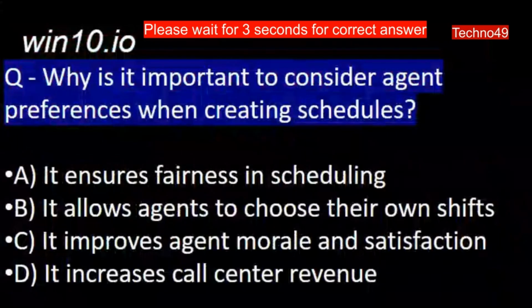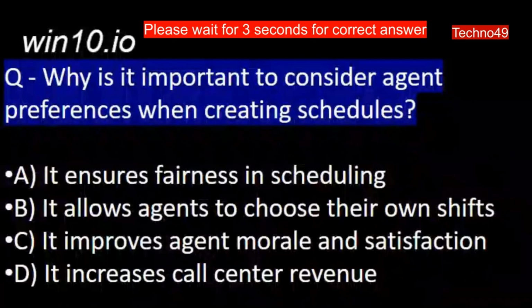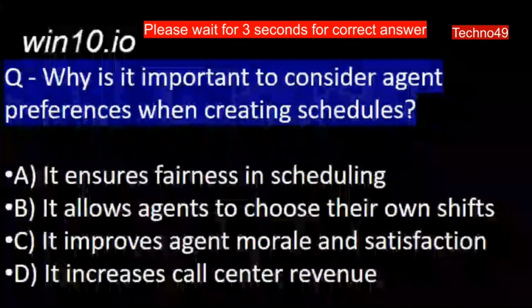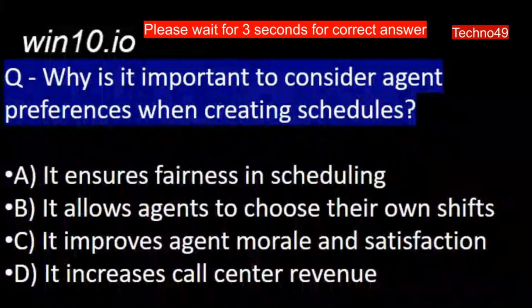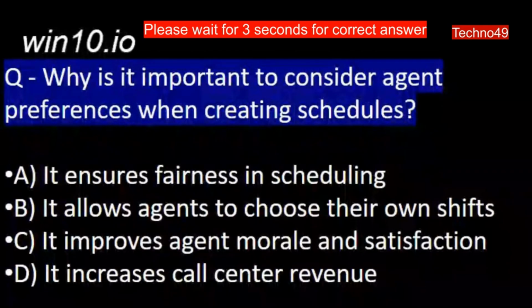Next question we have, why is it important to consider agent preferences when creating schedules? Option A, it ensures fairness in scheduling. Option B, it allows agents to choose their own shift. Option C, it improves agent morale and satisfaction. Option D, it increases call center revenue.